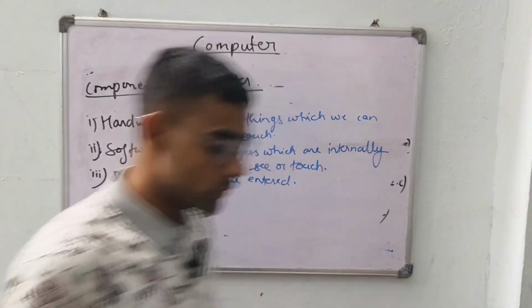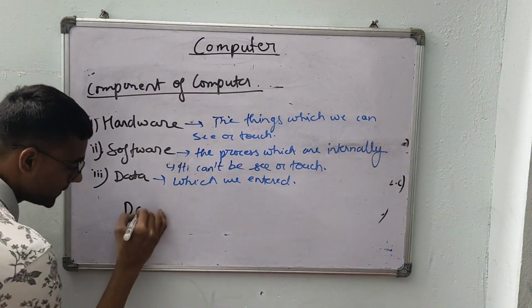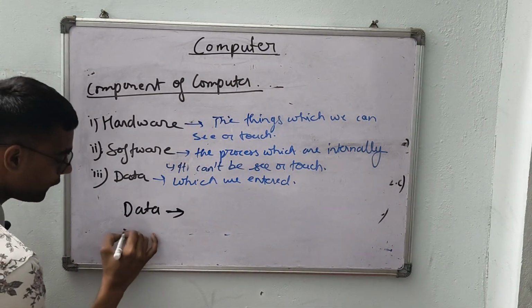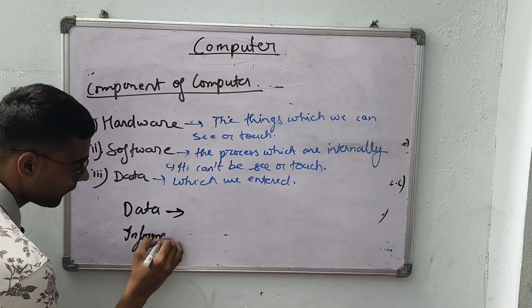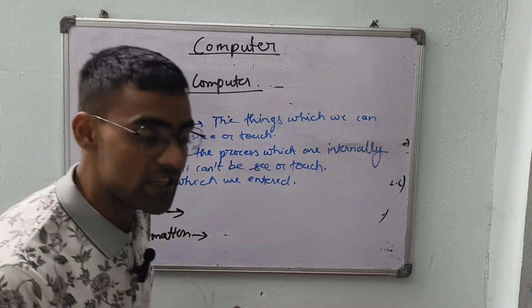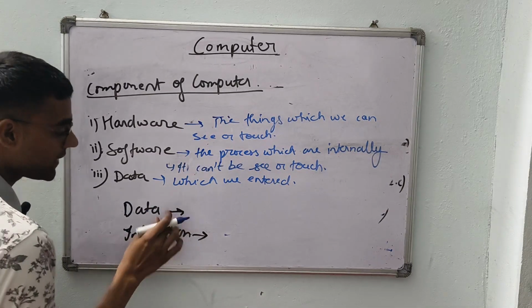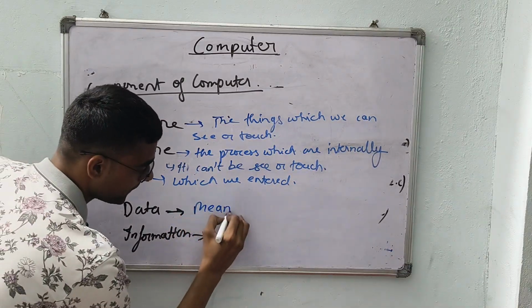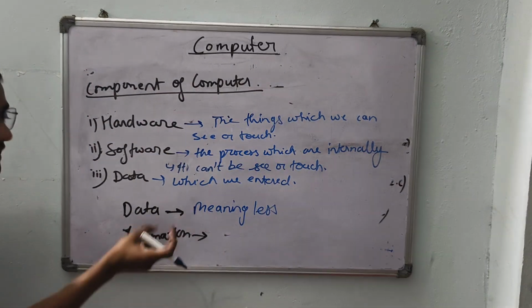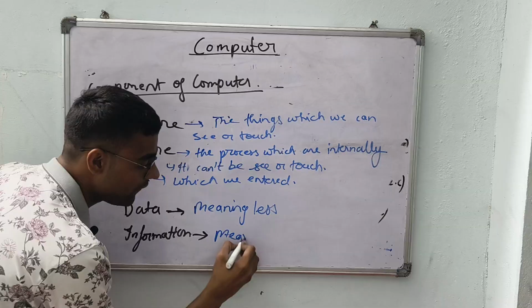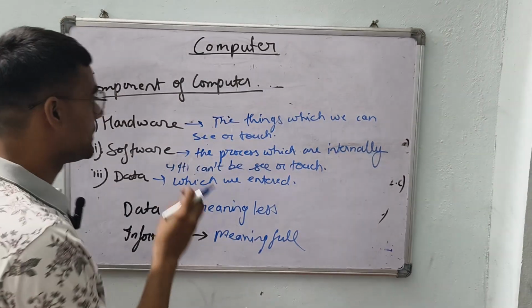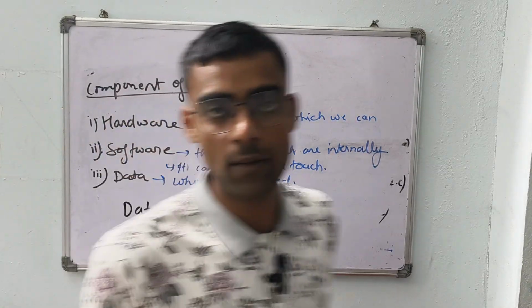There are two words, data and information. The meaning of data is meaningless: if it is meaningless, then it is known to be data. And if it is meaningful, then it is the information. So this is about the components of a computer.